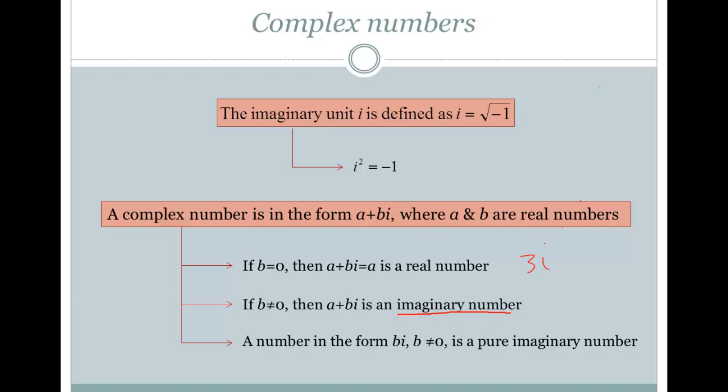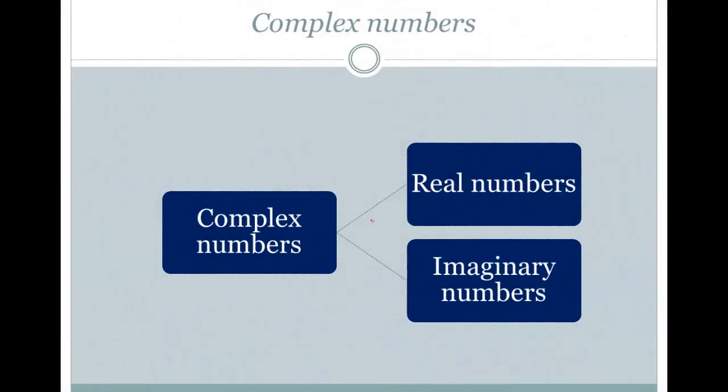Now the set of complex numbers includes both the set of real numbers and the set of imaginary numbers. So this is a larger group. These two are subsets of this group right here, complex numbers.